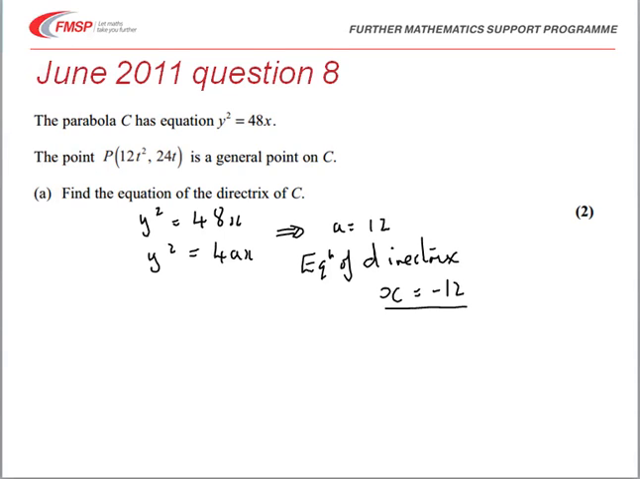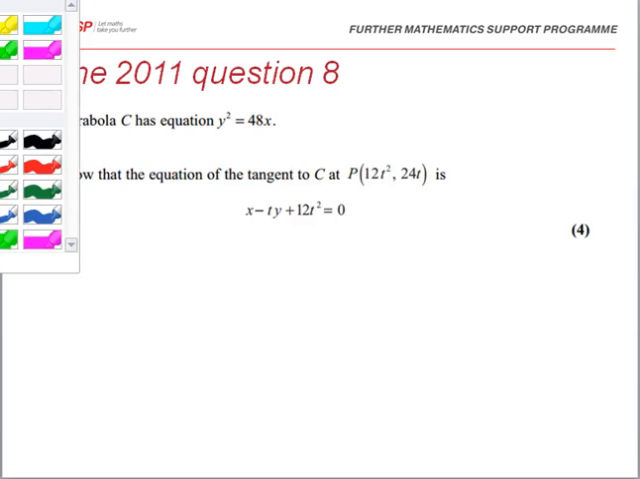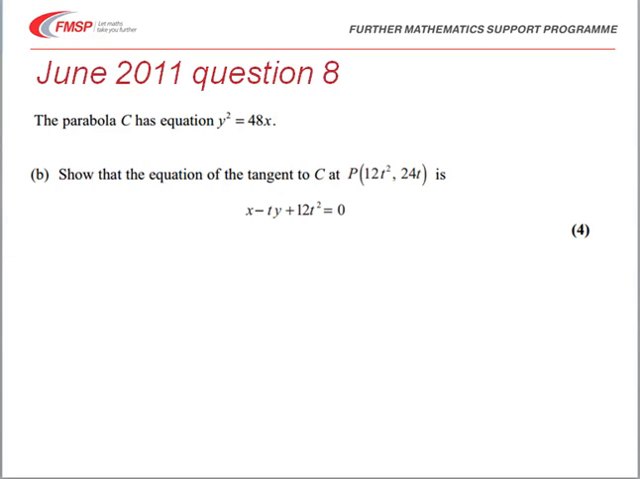The marking for that part of the question was a method mark for getting or seeing how to find a is equal to 12, and then an A mark, accuracy mark, for x is equal to negative 12. The second part of the question asks us to find the tangent.